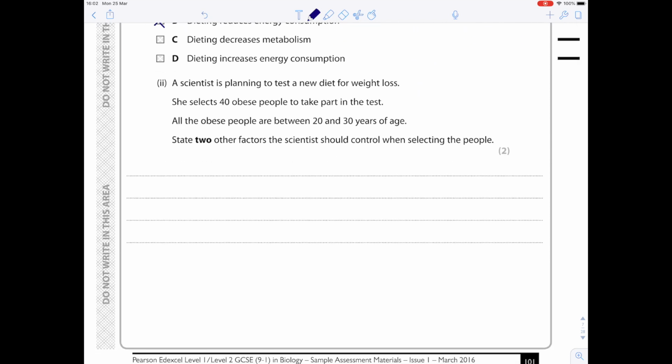A scientist is planning to test a new diet for weight loss. She selects 40 obese people to take part in the test. All the obese people are aged between 20 and 30. State 2 other factors the scientist should control when selecting the people.